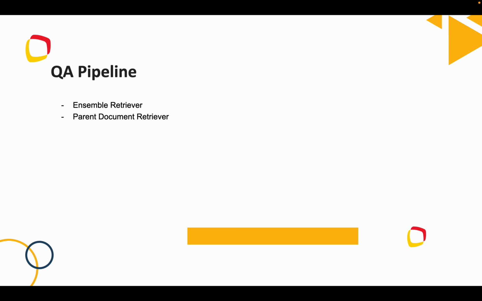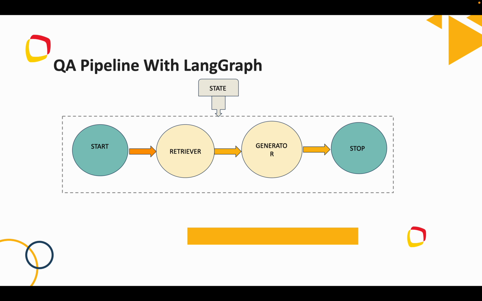So we know that in the Ensemble retriever, we will have more than one retriever, right? So one retriever will be BM25Retriever, and another will be Chroma retriever. So these are the two retrievers that we are going to use, and actually we will have 2 or 3 retrievers, we can say. Okay, so this is the QA pipeline with LangGraph that we are going to implement.